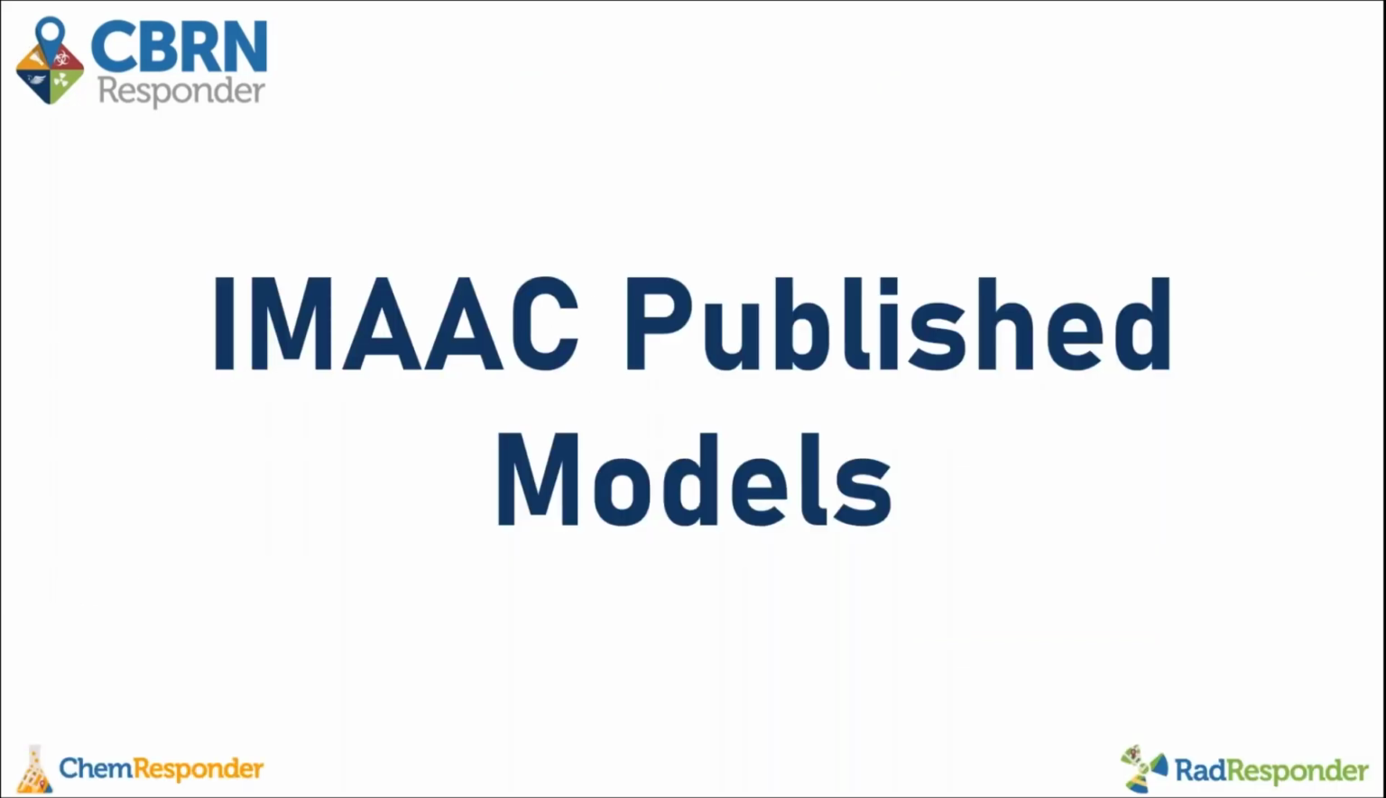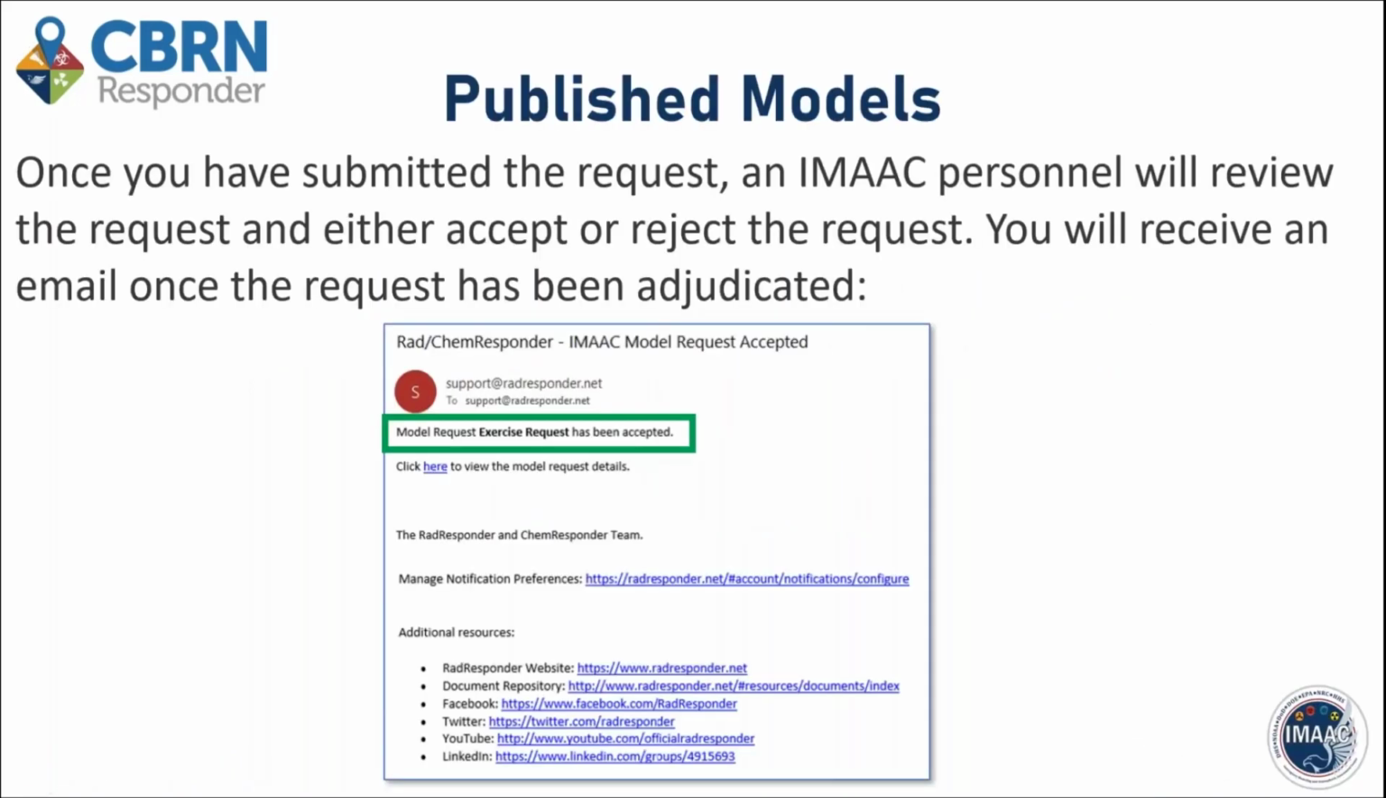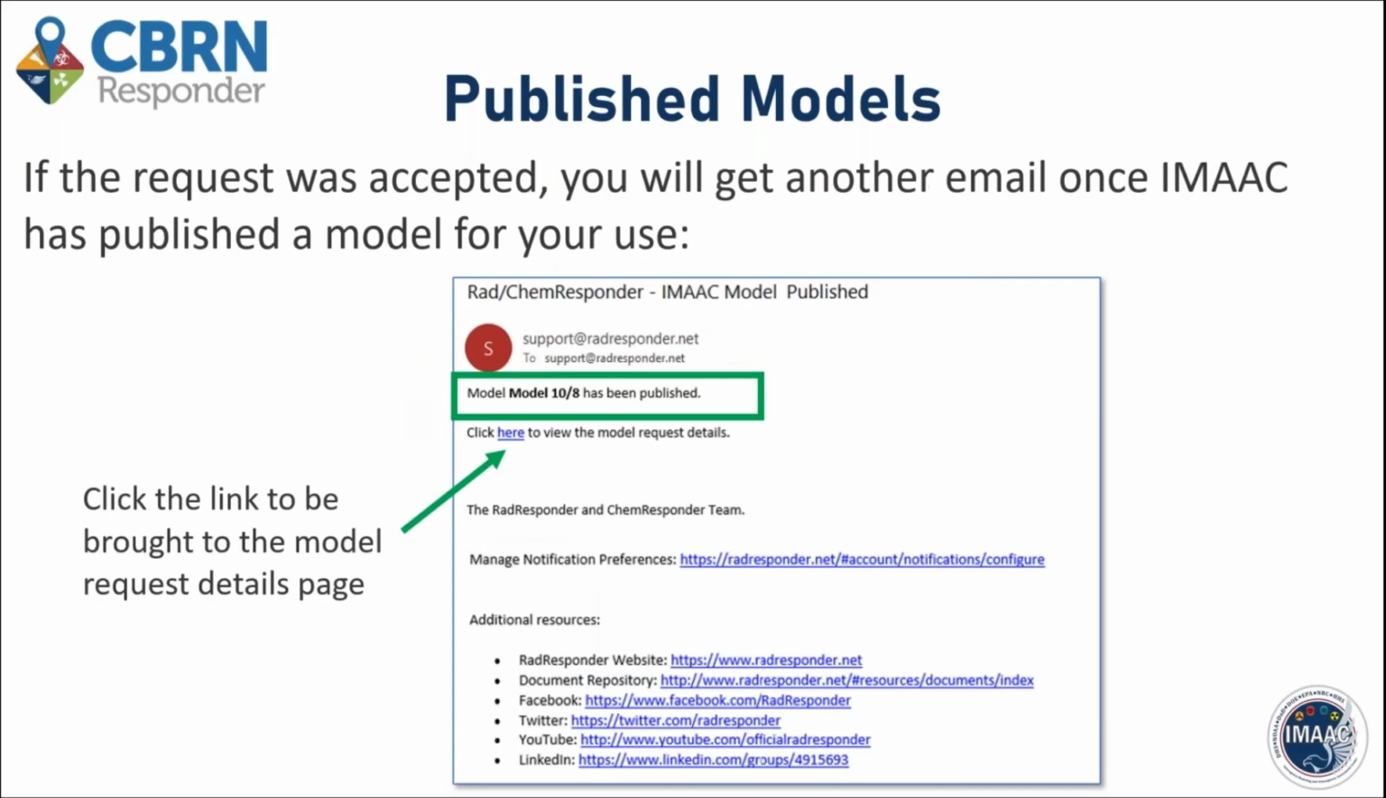And once your model request does have models on it, you can view and download them here in this models section. So after you've requested the model and you've submitted the form, now IMAAC will receive your request and they will review and either accept or reject the request. So you will receive an email. So here in this example, I can see that my exercise request has been accepted. Just because the request was accepted does not mean that it is complete. You will receive an email once the models have actually been published to the model request form. So accept just means that they are going to create a model for you. And then once you get the published email, that means a model has been published for your use. So on this form, we do provide a link that will bring you directly to the request details page.